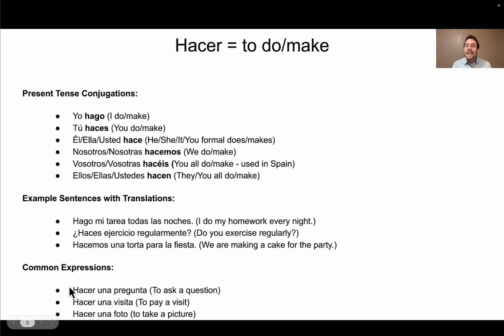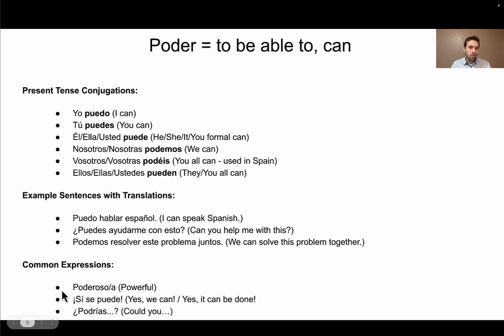Common expressions: hacer una pregunta, hacer una visita, hacer una foto.